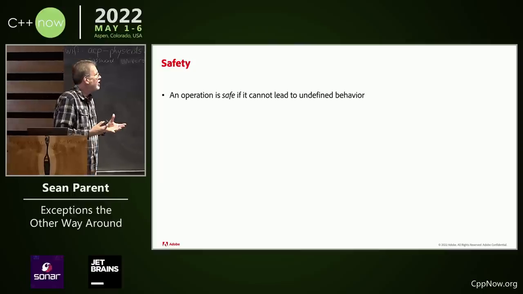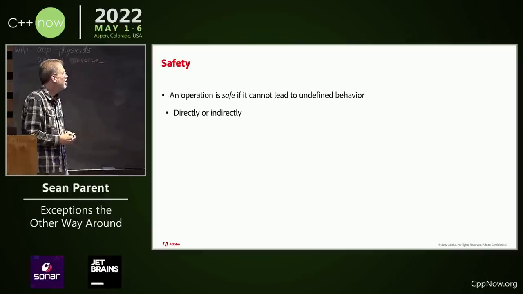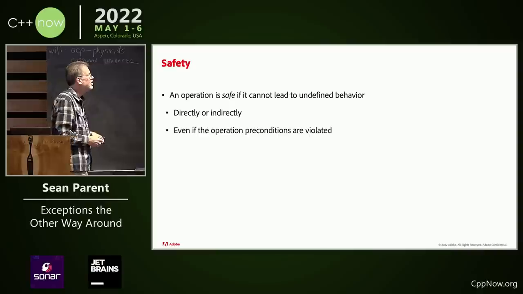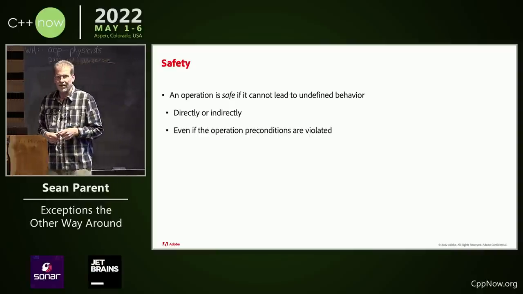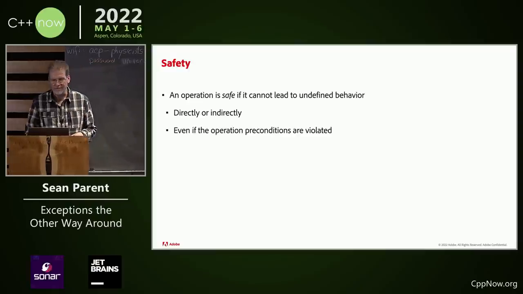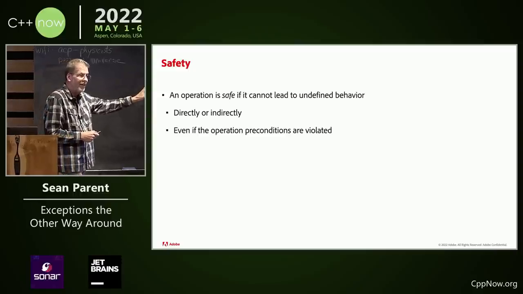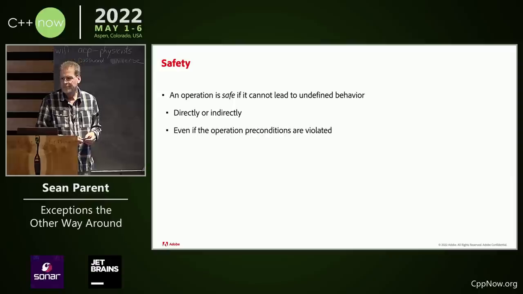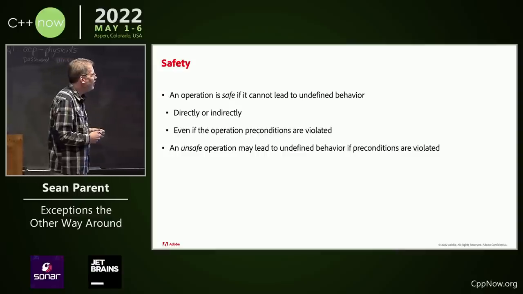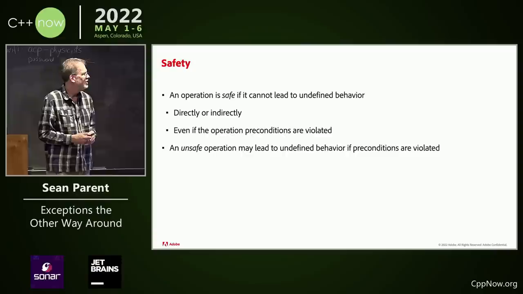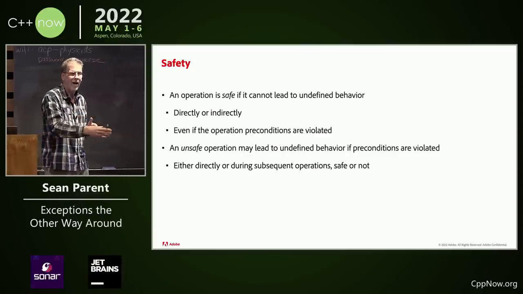So, an operation is safe if it cannot lead to undefined behavior, directly or indirectly, even if the operation preconditions are violated. That's our definition of a safe operation. Okay, a safe operation may lead to unspecified behavior, but it cannot lead to undefined behavior. Put another way, an unsafe operation may lead to undefined behavior if preconditions are violated, either directly or during subsequent operations, safe or not. Right?